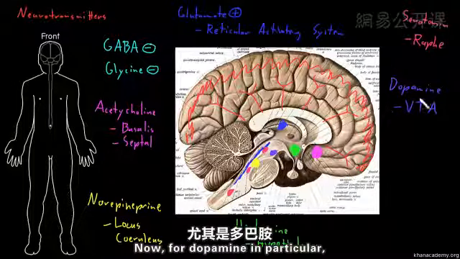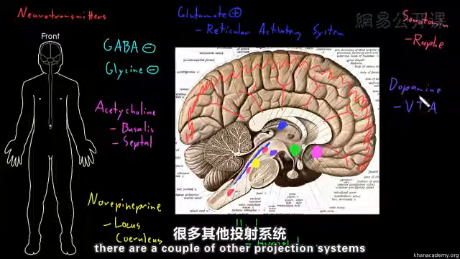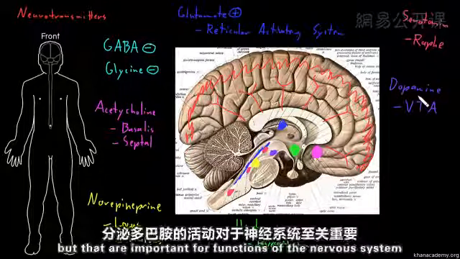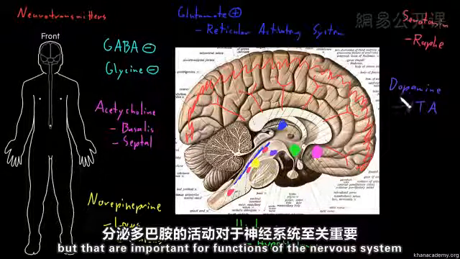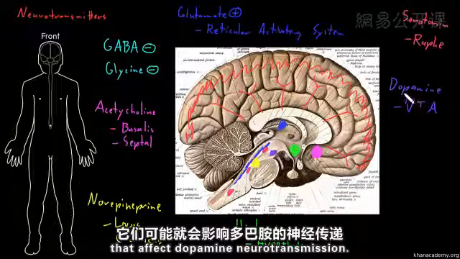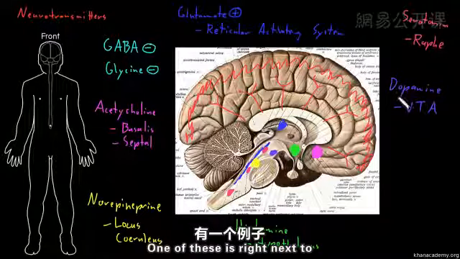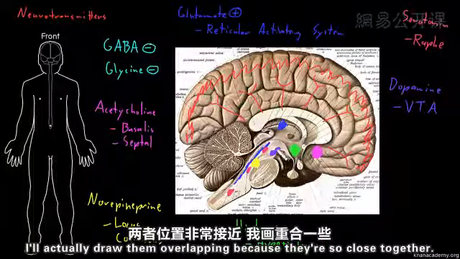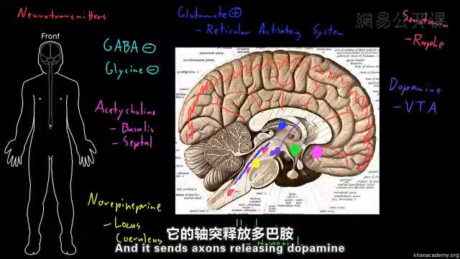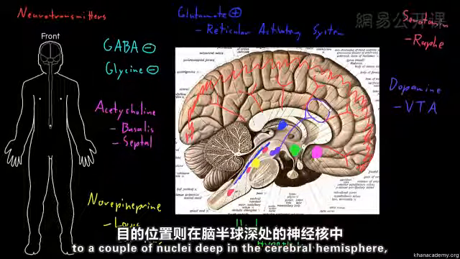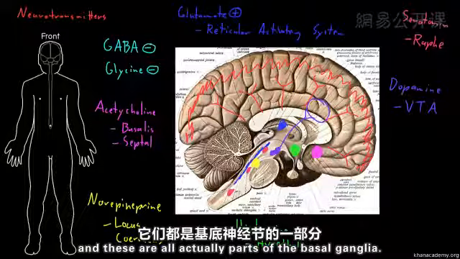Now, for dopamine in particular, there are a couple of other projection systems of dopamine that aren't to the cerebral cortex, but that are important for functions of the nervous system and can become problems for medications that affect dopamine neurotransmission. One of these is right next to the ventral tegmental area in the midbrain. I'll actually draw them overlapping because they're so close together. And it sends axons releasing dopamine to a couple of nuclei deep in the cerebral hemisphere. And these are all actually parts of the basal ganglia.